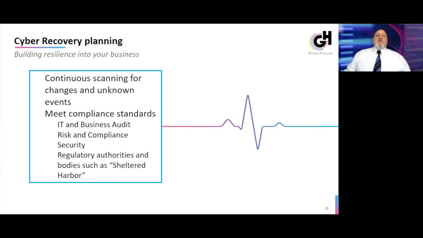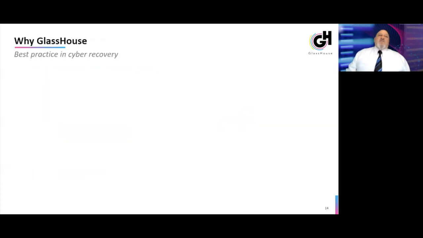You've got to meet compliance standards. IT and business audit have to be involved. You have to have risk and compliance involved, and your security team. Your security team can no longer be only looking outwards. They have to look inwards. And regulatory authorities such as Sheltered Harbor have set up standards that if you conform to those standards, you're generally going to be in a good place. So having a tried and tested platform, having business rules and artificial intelligence and machine learning that look at how the data changes and what it does, and to have standards is what you need to do in your cyber recovery planning.